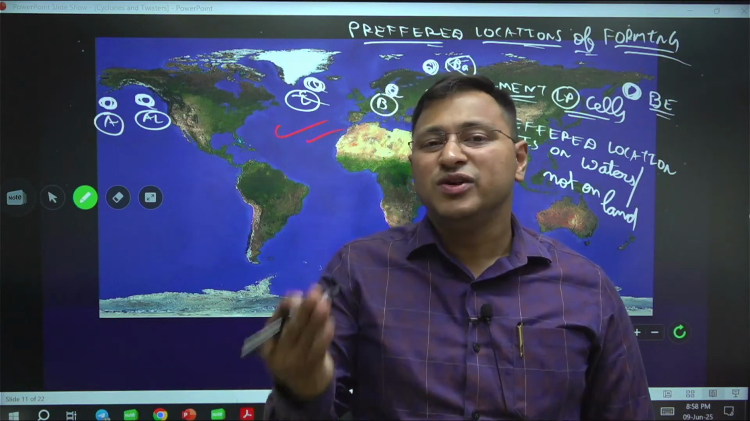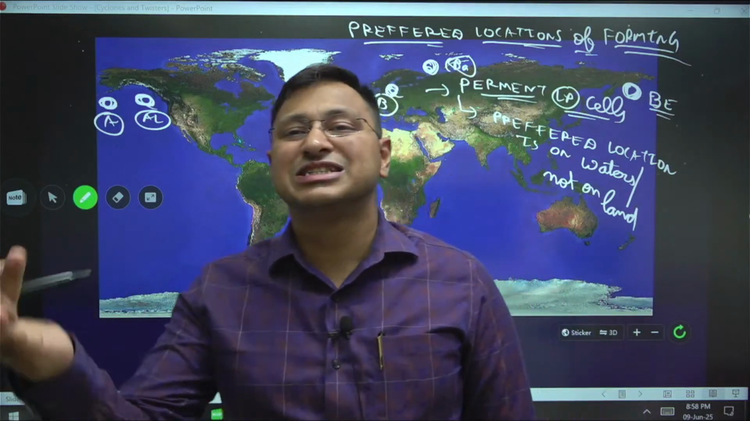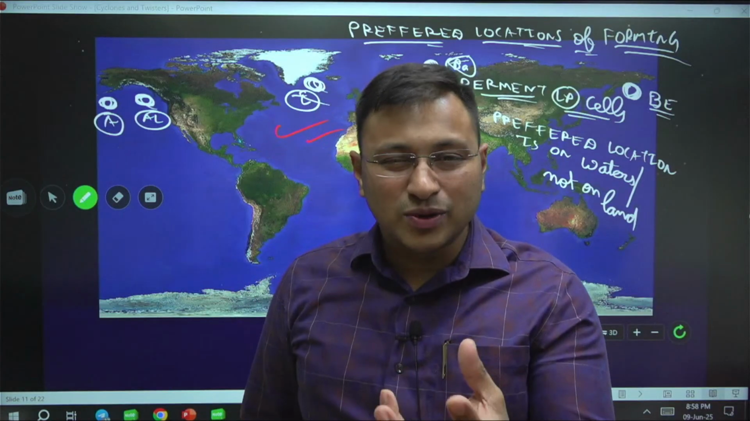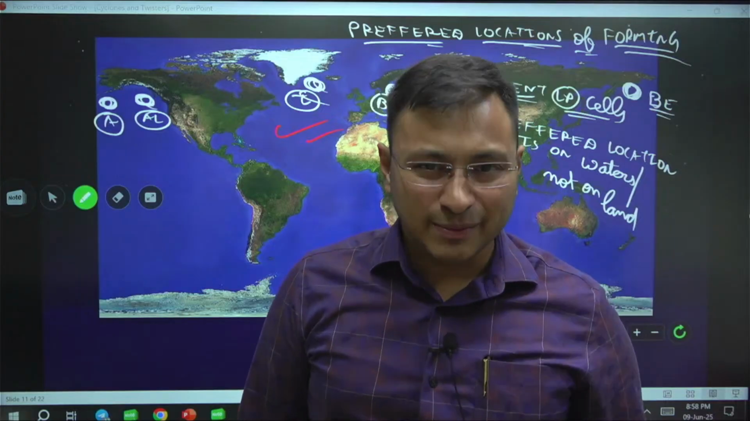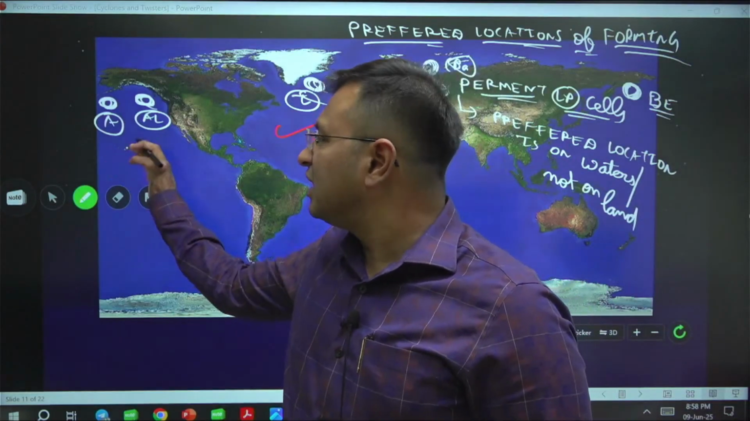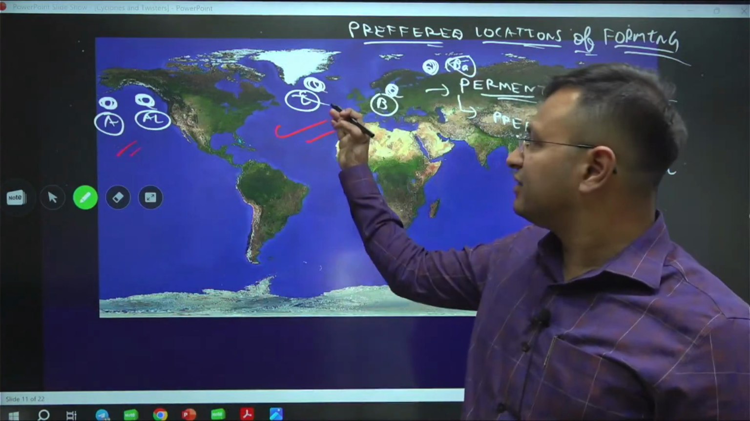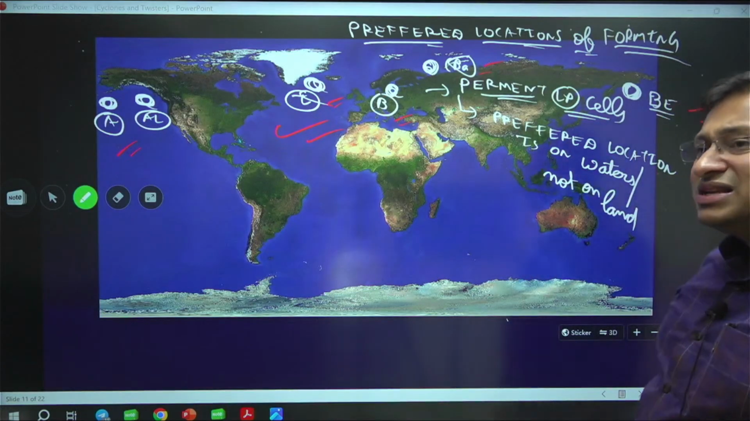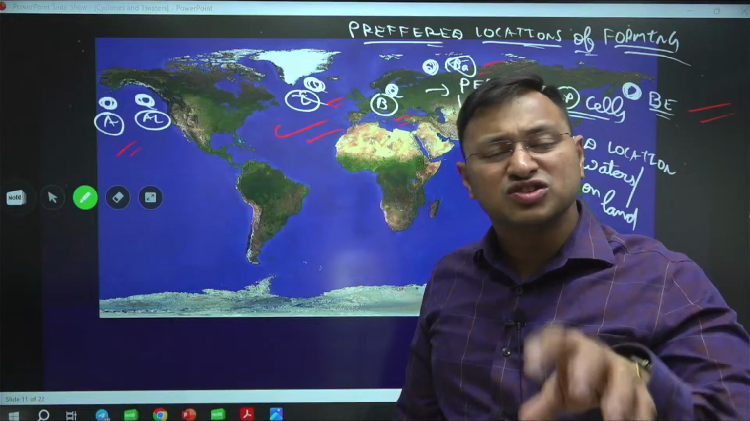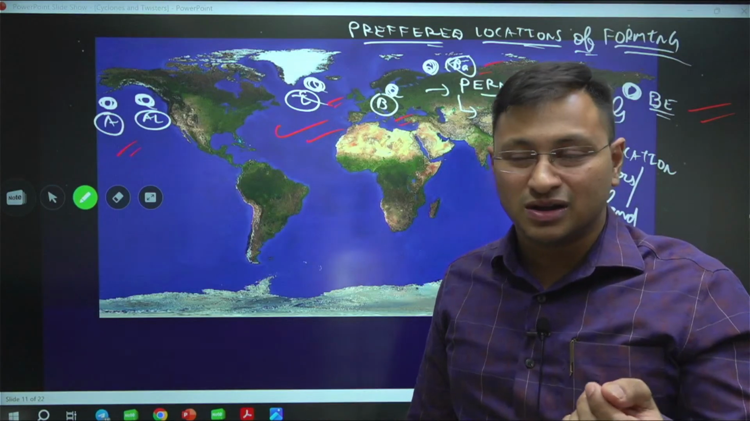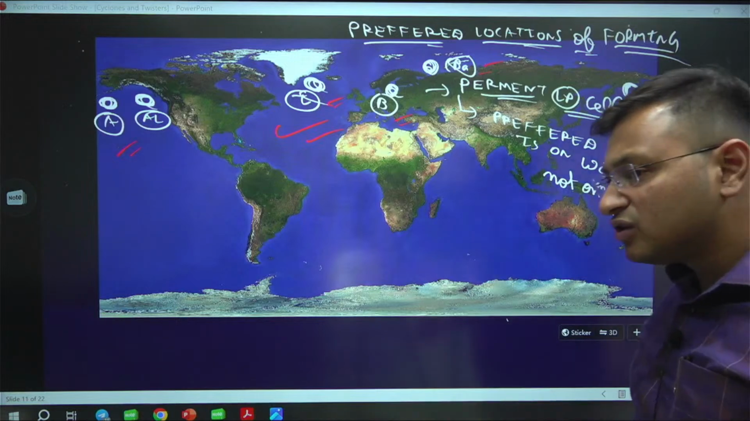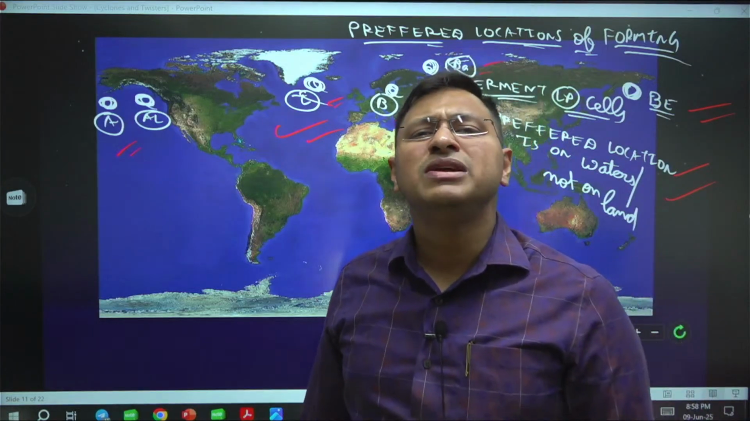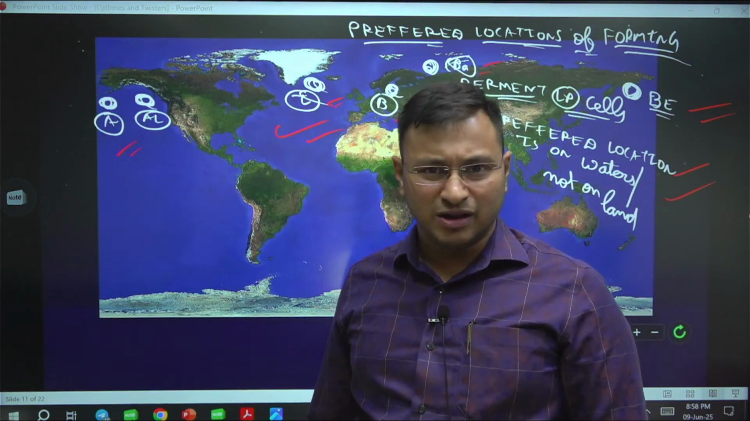And instead of a continuous pressure belt, we find discontinuous pressure cells, which are permanent on water, because water has very high specific heat retention capacity. So we have the Alberta low, the Aleutian low, the Icelandic low, Baltic low, Barents low, Bering low. These are basically your permanent low pressure cells on water in the northern hemisphere. So this is the preferred location of the origin of the temperate cyclone. Please understand and appreciate this. This is very, very important.